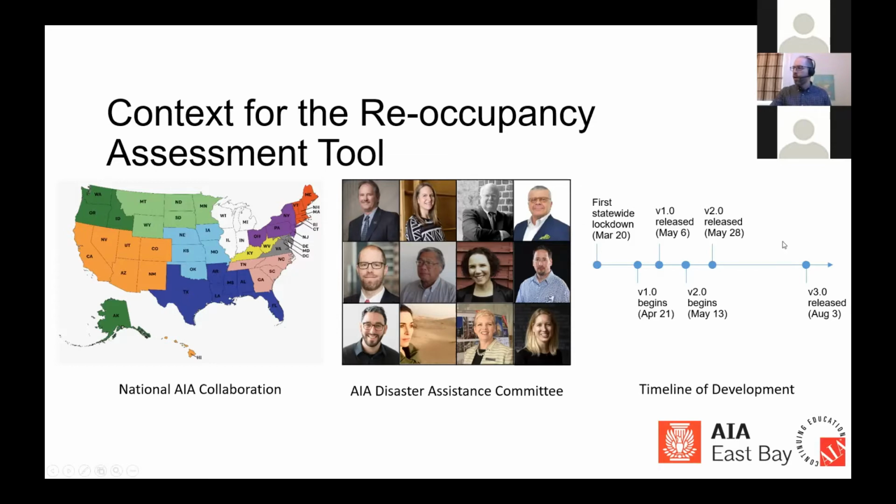And so here on the right, you can see the timeline of development. So, it's the recording of this video. On March 20th, we had the first statewide lockdown. And then about a month later, we began work on version 1.0. And within a few weeks, we released that. And following the release of 1.0, we also had versions 2.0 and 3.0 released in pretty short order.